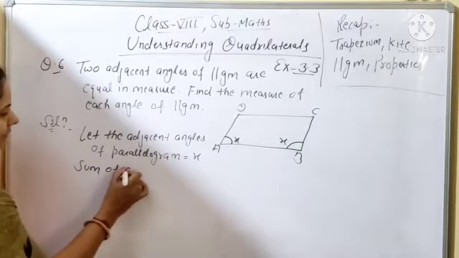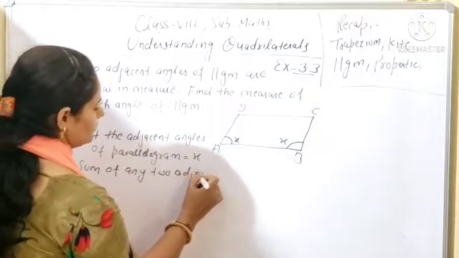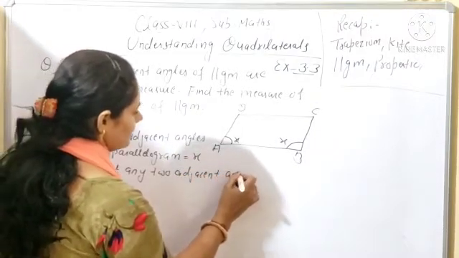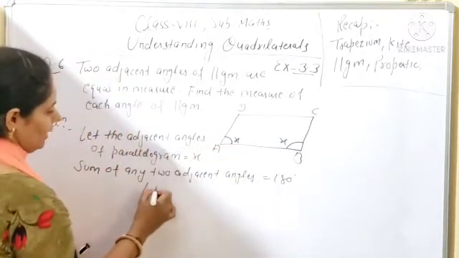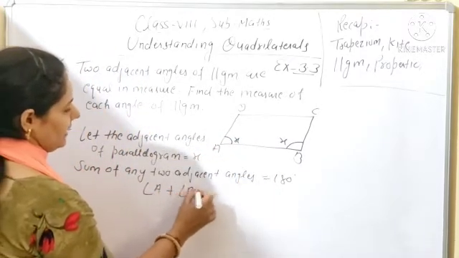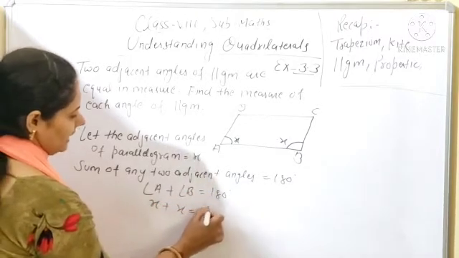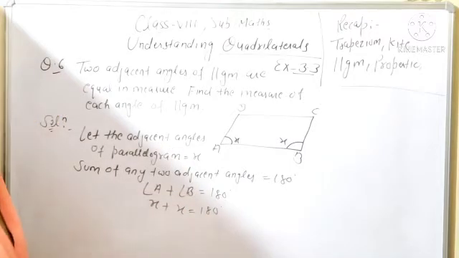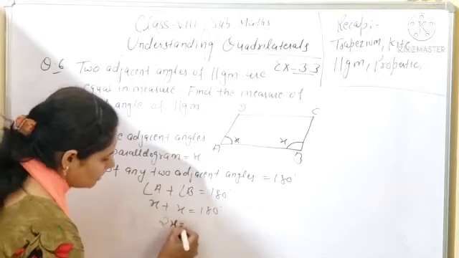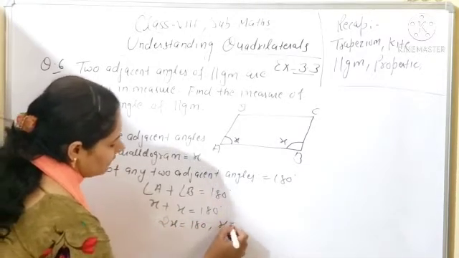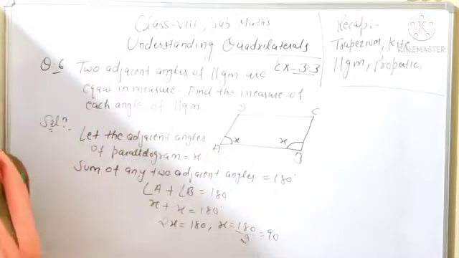Now sum of any two adjacent angles will be equal to 180 degrees. So any two adjacent angles, you are taking here angle A plus angle B is equal to 180. So x plus x is equal to 180, because angle A is also x and B is also x. Both the measures are equal. So x plus x, beta, 2x is equal to 180. So x will be equal to 180 divided by 2. So you will get the value x is equal to 90.